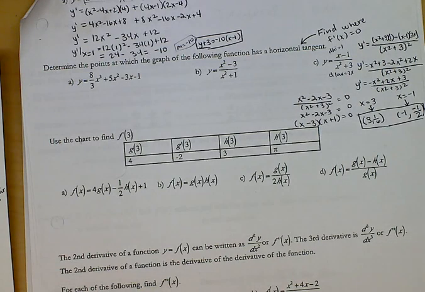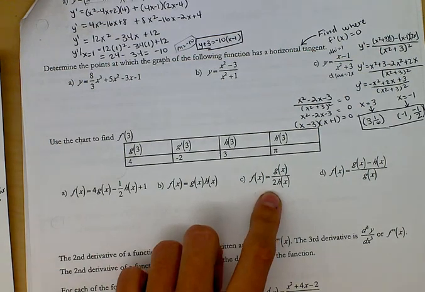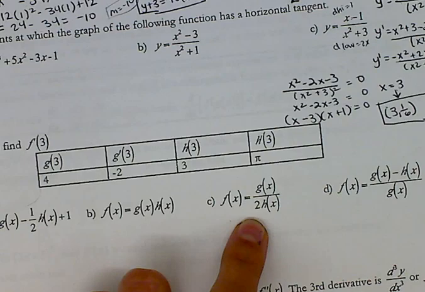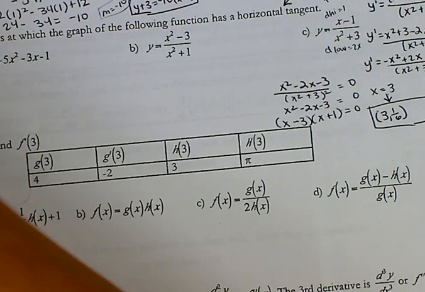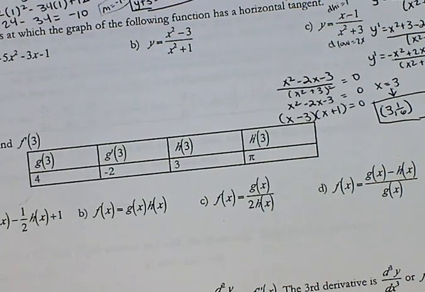Let me figure out which one I want to do. Let's do C, because I feel like the other ones might be a little easier. I'll do C. Ooh, there's really not much space, so I'll try to write really small and zoom in really far.